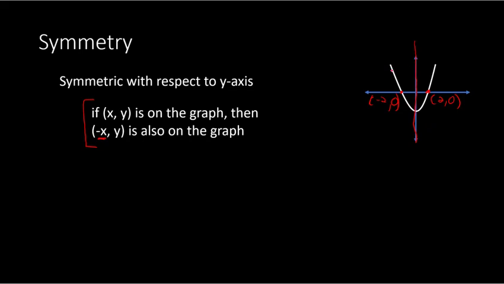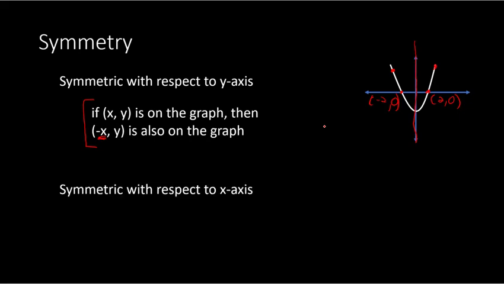Let's say we pick this point right here, maybe negative 3 something. This other point over here that corresponds with it is going to be positive 3 something. So if we can change just the sign of the x value where both the points are on the graph, then we know it's symmetric with respect to the y-axis.